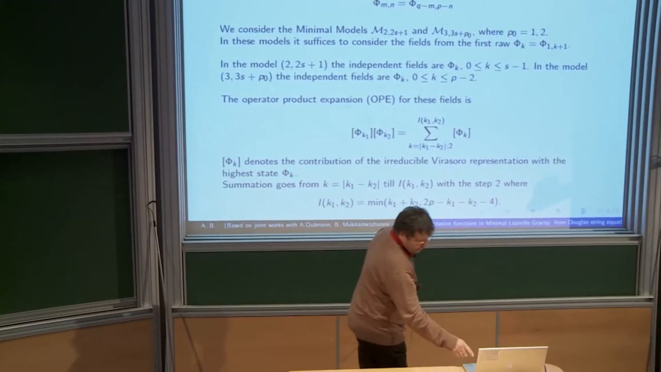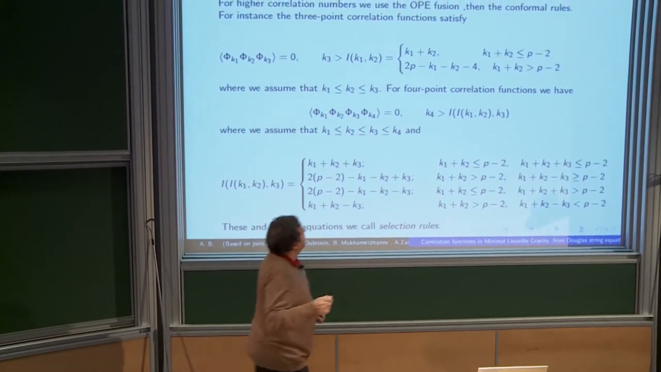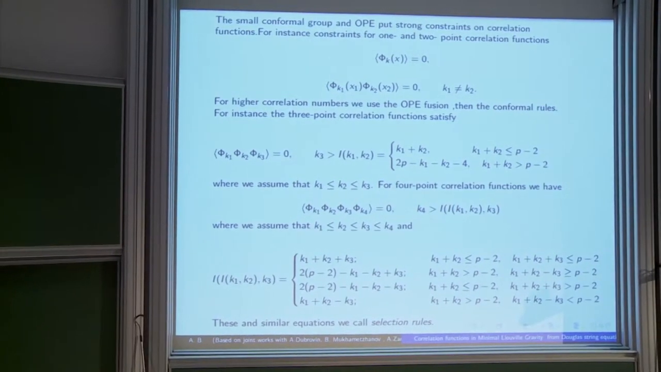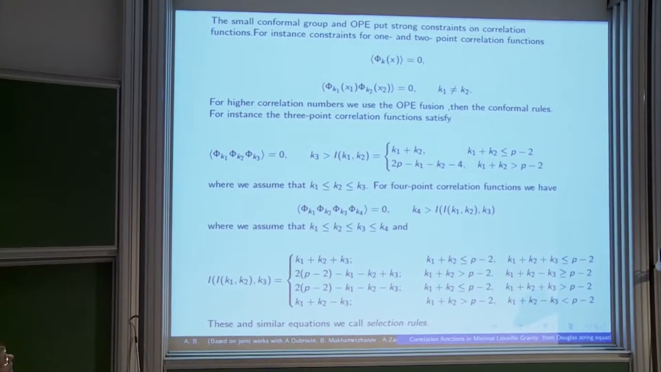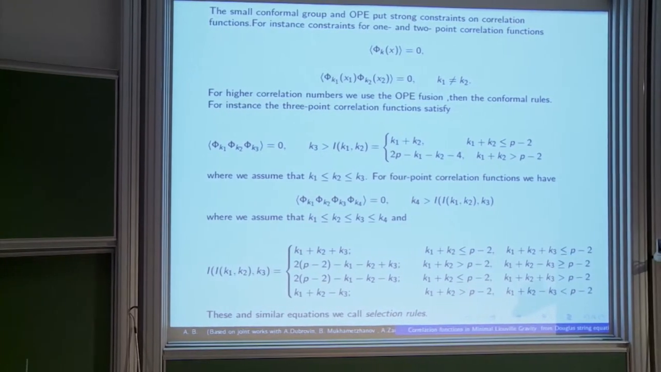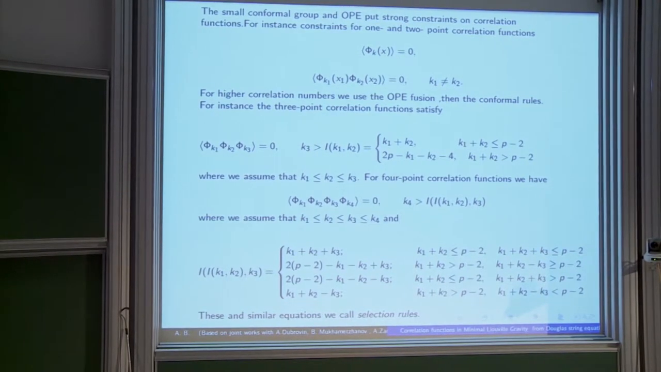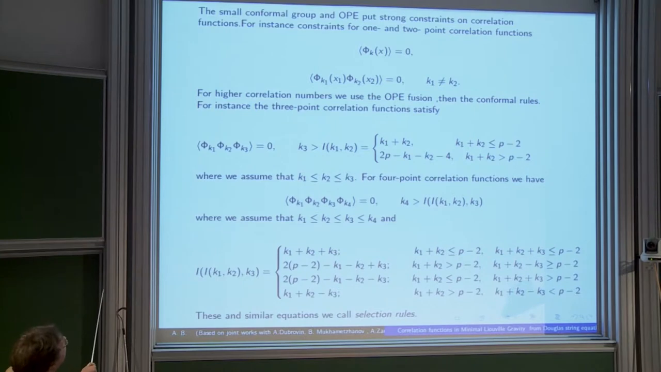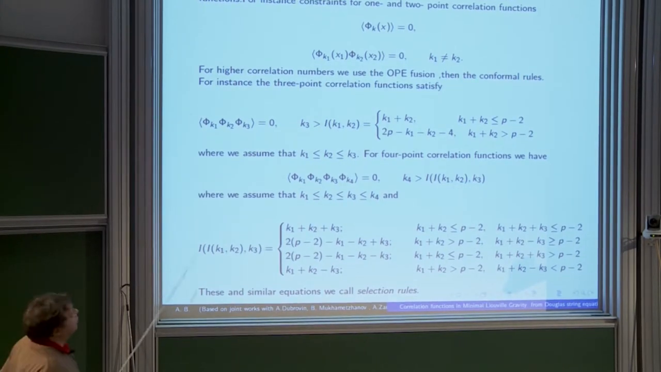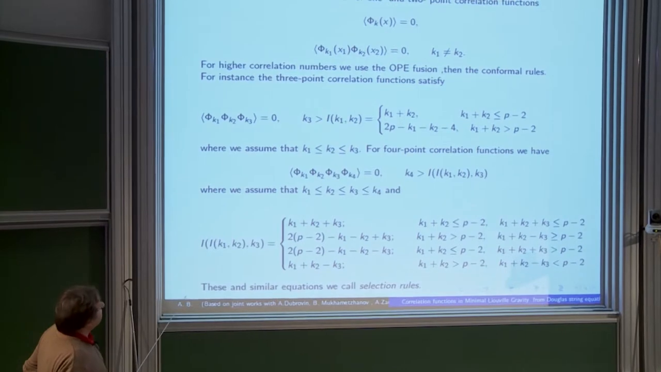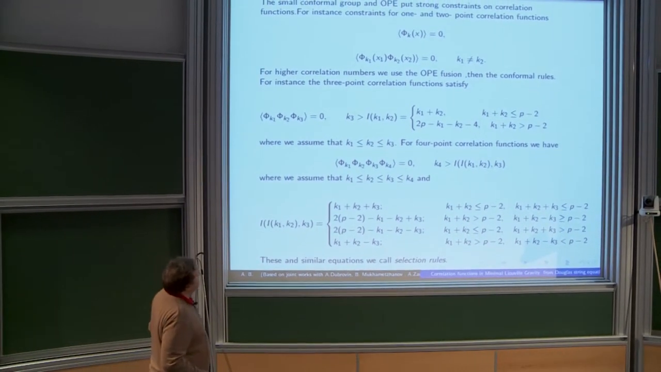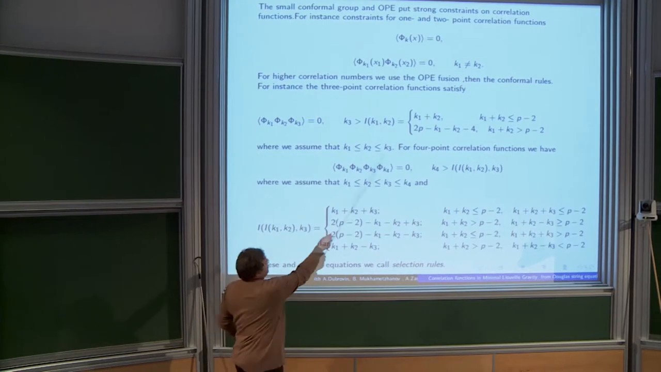And we will use this restriction from projective invariance. We have for genus zero also that the 1-point correlation function is 0, and the 2-point function is diagonal if the dimensions of the fields in the matter sector do not coincide. And for higher correlation numbers, we use the fusion rules for the operator product expansion, and together with these two results, we get some restriction which is written here, of such kind.